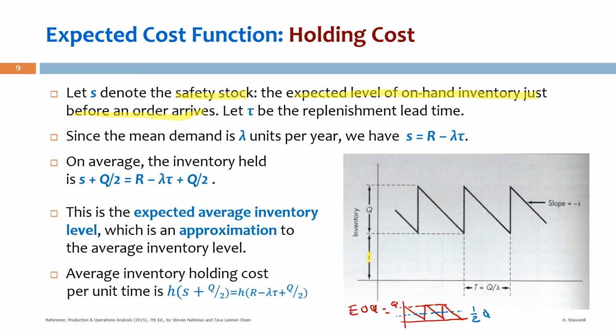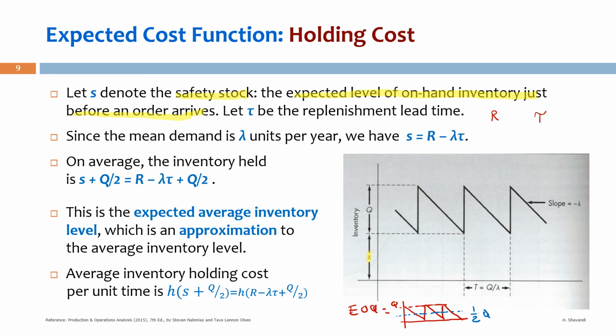So we have a reorder point, right? Let me write here. So we have a reorder point. The reorder point is the level of inventory that whenever the inventory reaches that level, we place our order. Okay, and then during the lead time, I mean the lead time length is tau.